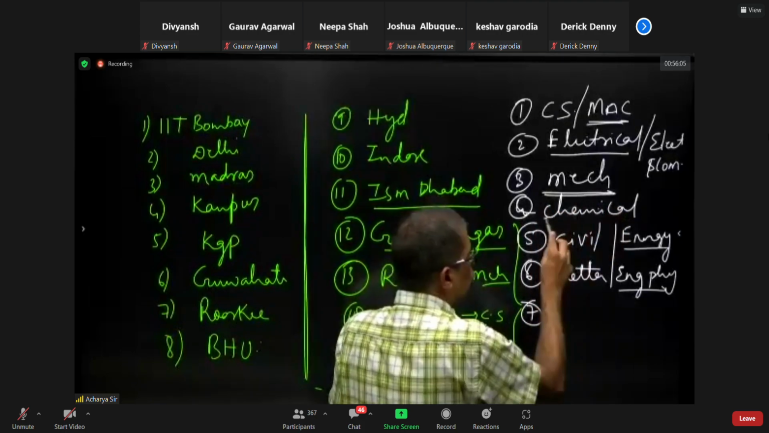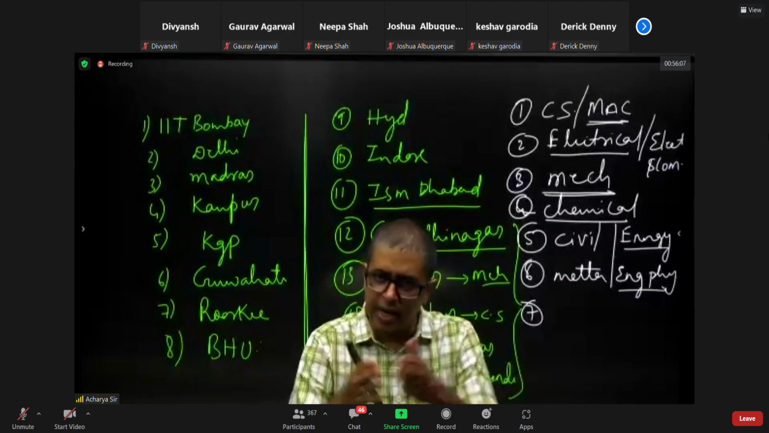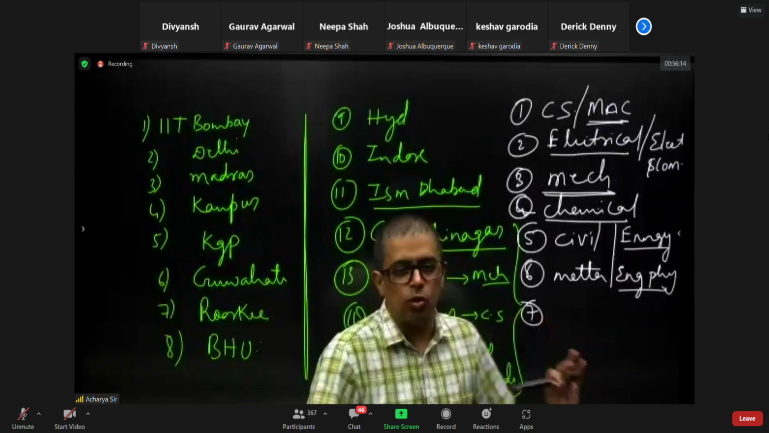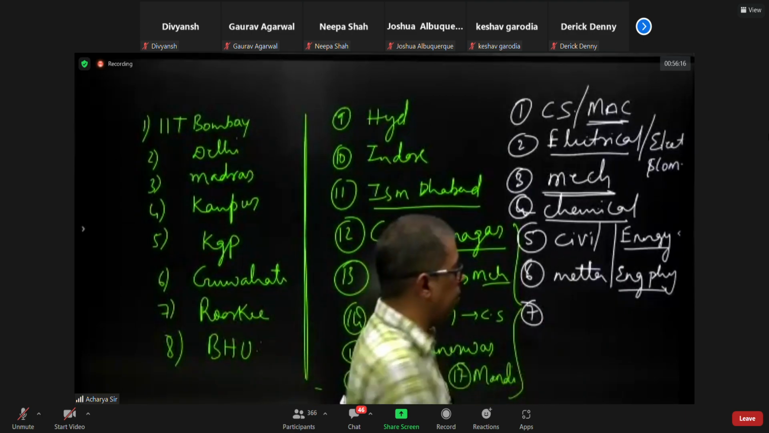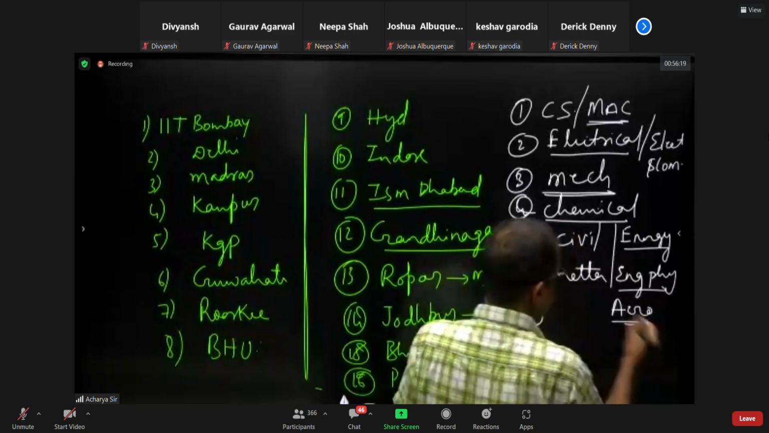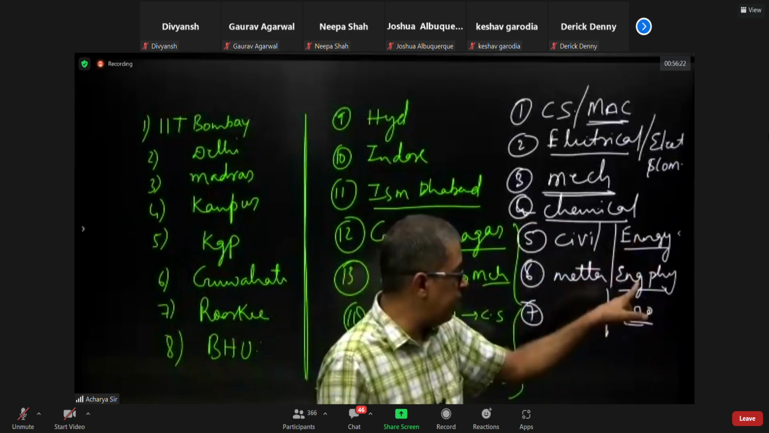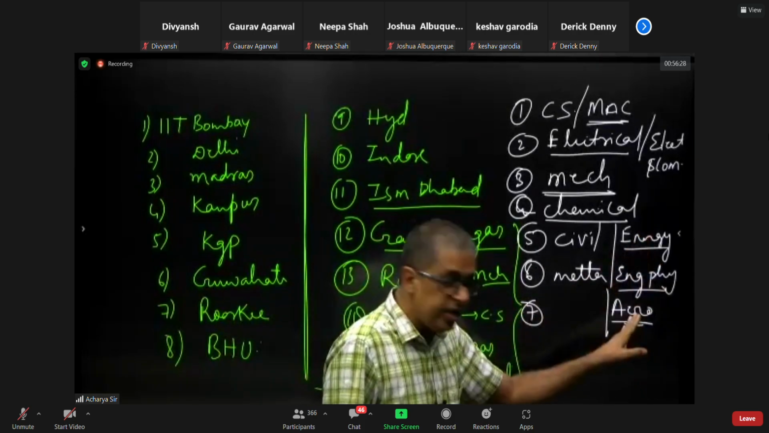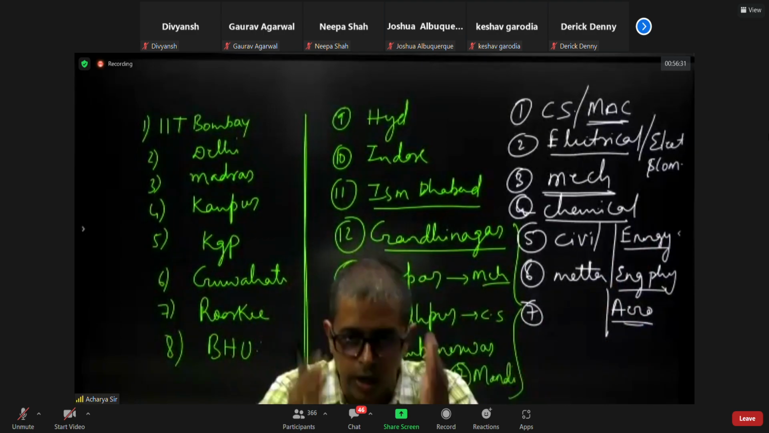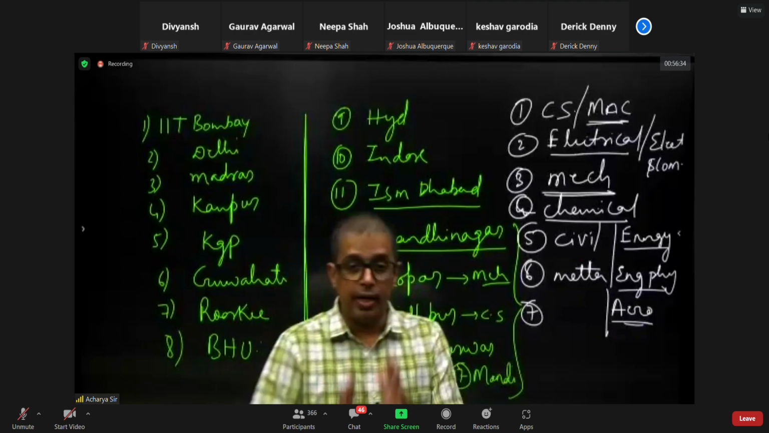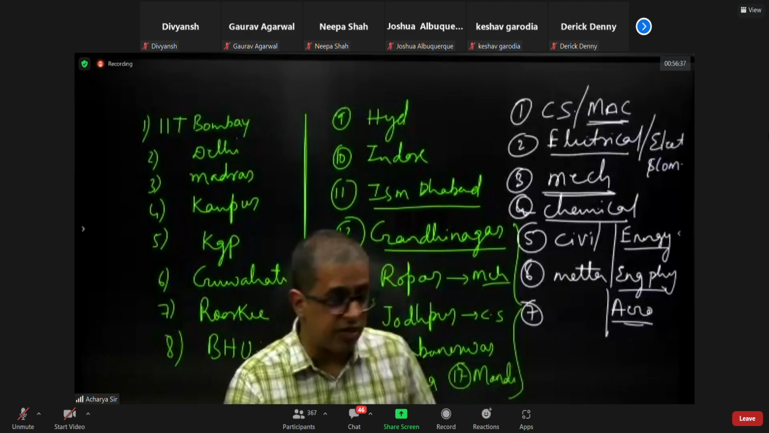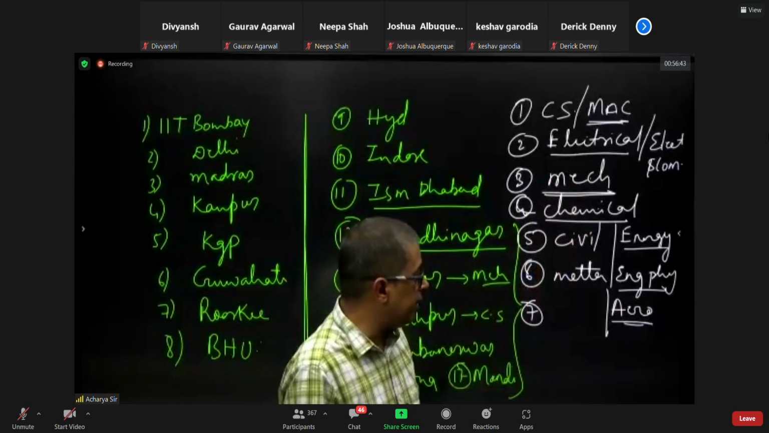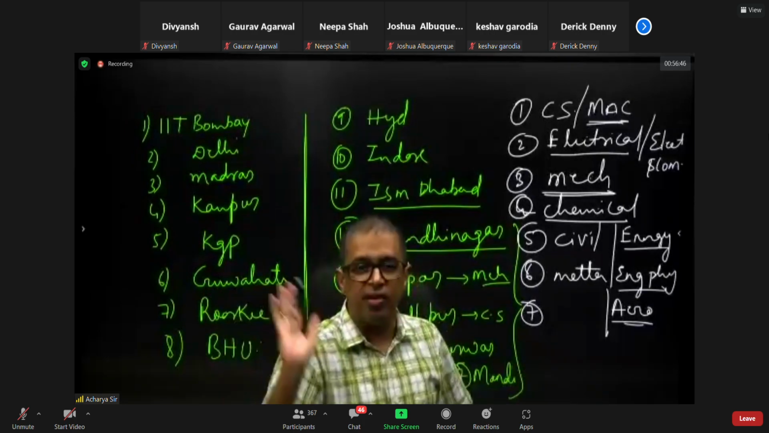Try to stick to core branches. With fancy branches, you are confining your doors unless you are keen on pursuing your higher studies in those branches. Aerospace engineering is there only in Bombay. Energy engineering and engineering physics are there in 2 IITs. Aerospace only in Bombay. Unless you are keen on pursuing higher studies in that branch, don't prefer those branches. Last but not the least in this category, 4 years anytime over 5 years.